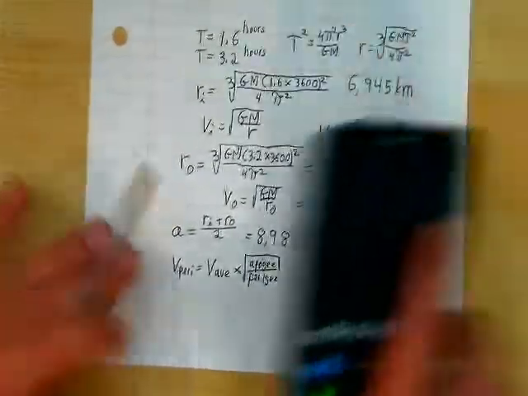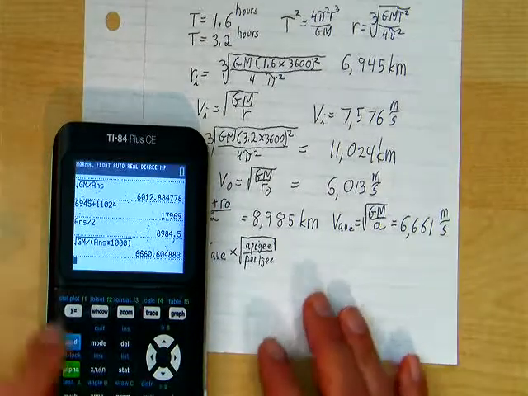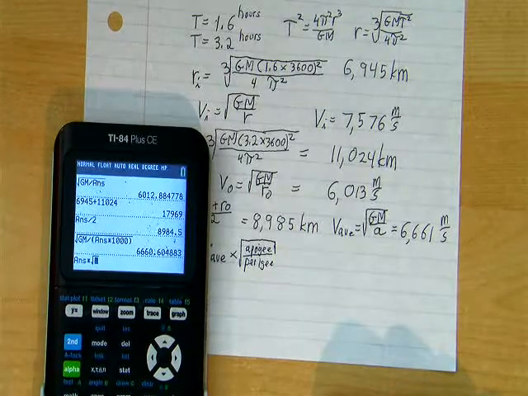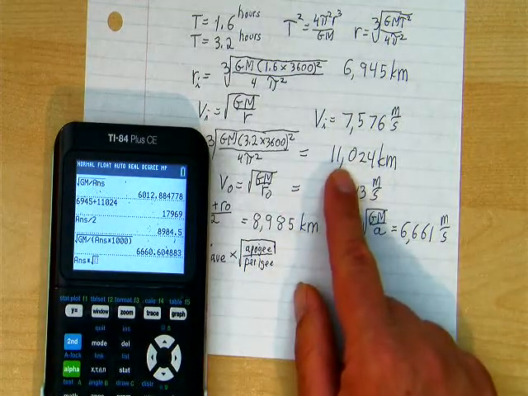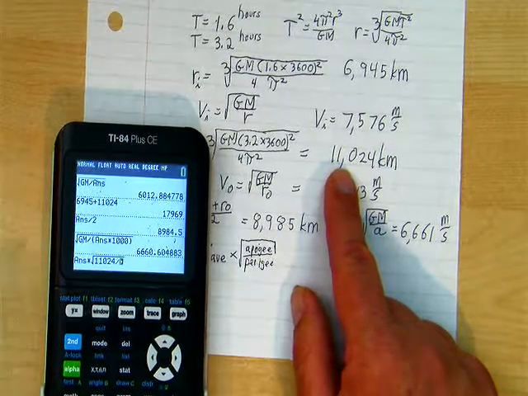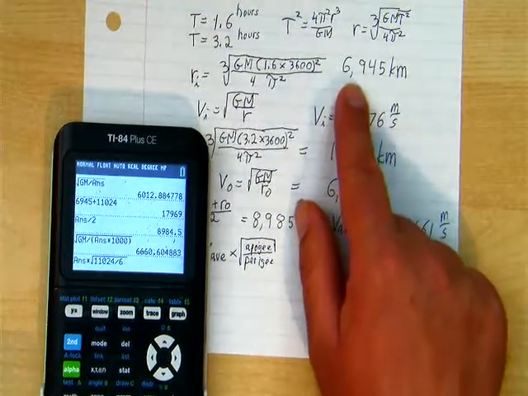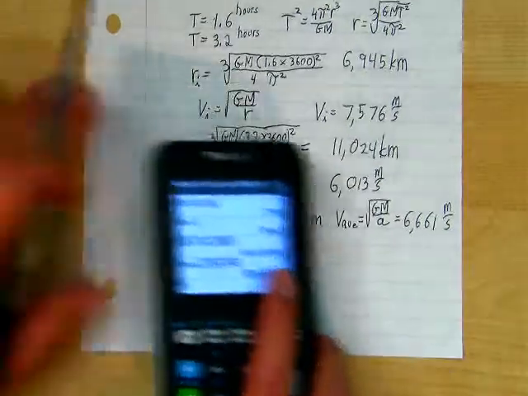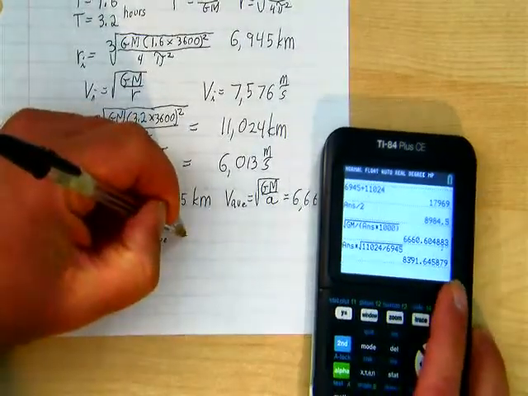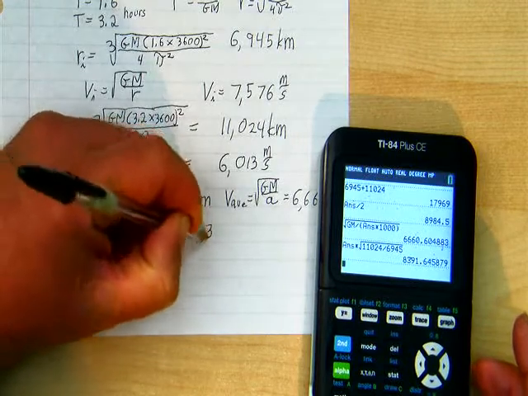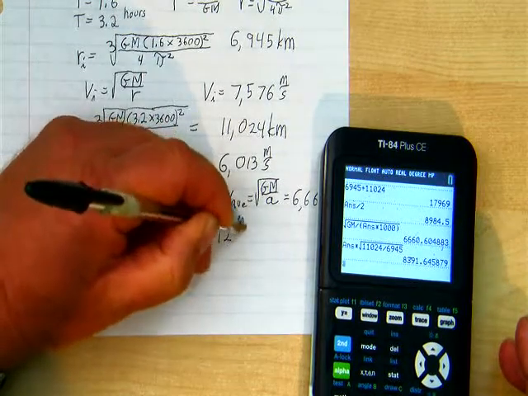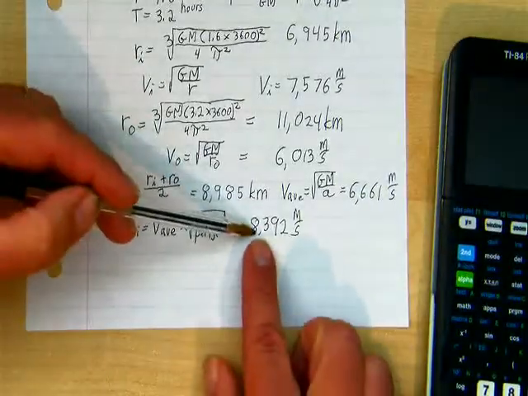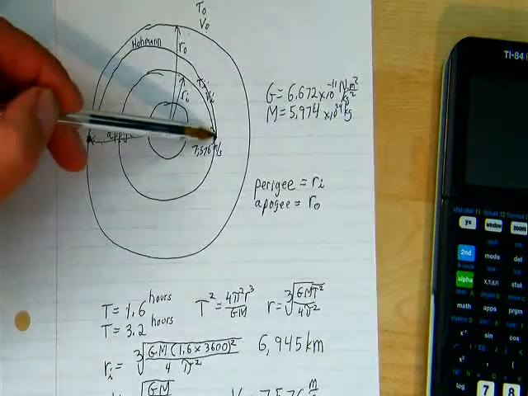So you need to build the ratio so that the bigger number is in the numerator and the smaller number is in the denominator. In this case, I would take the number in my display, there's my average velocity, and go times square root of, in the numerator, I type in 11,024. In the denominator, I type in 6,945 and enter. My calculator says the orbital velocity at perigee is 8,392 meters per second.